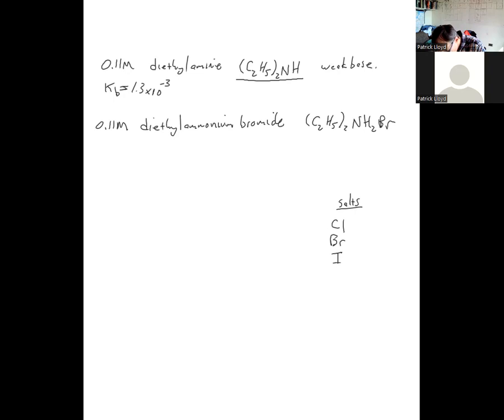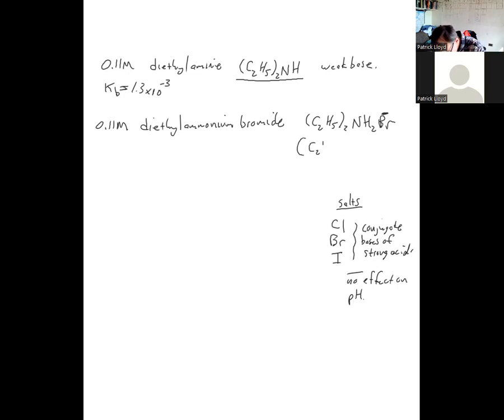Okay, all three of these are conjugate bases of strong acids. So no effect on acidity or pH. No effect on acidity means no effect on pH, right? So that means we can ignore any chlorides, bromides, or iodides in here. So that's right there. So really, let me just show you what this formula is telling us.